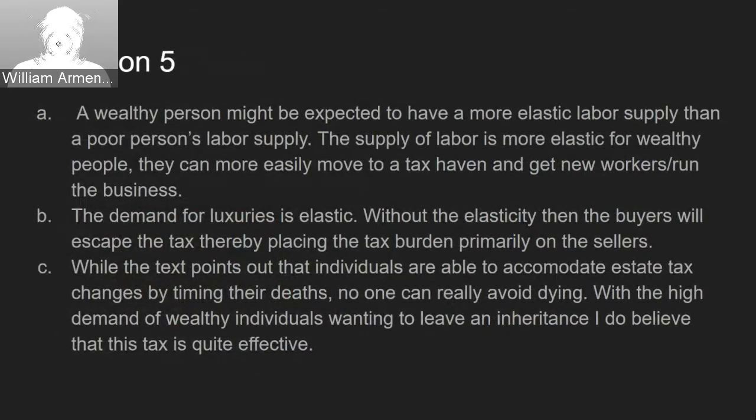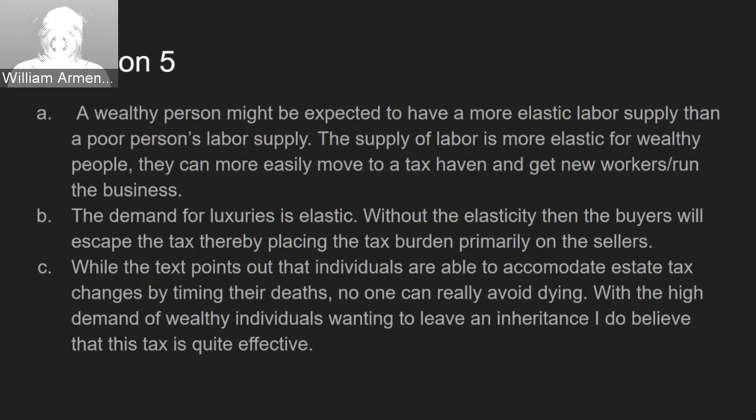For question 5, part A, a wealthy person might be expected to have a more elastic labor supply. This is because the more elastic labor supply allows them to more easily move to a tax haven and get new workers to run the business than a poor person would be able to move and find another job. So for part B, for luxury taxes, the demand for luxuries is elastic.